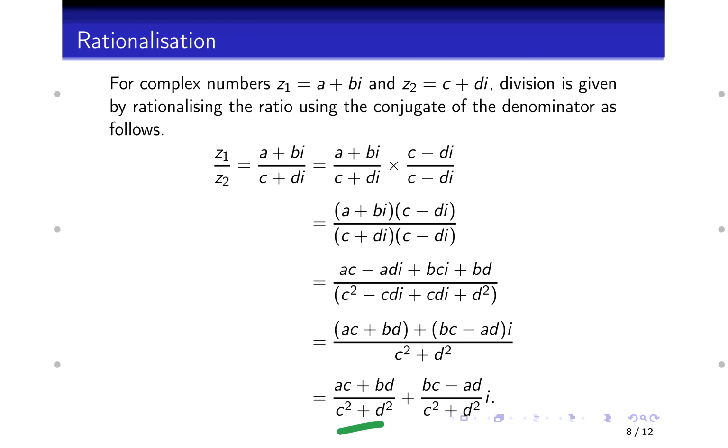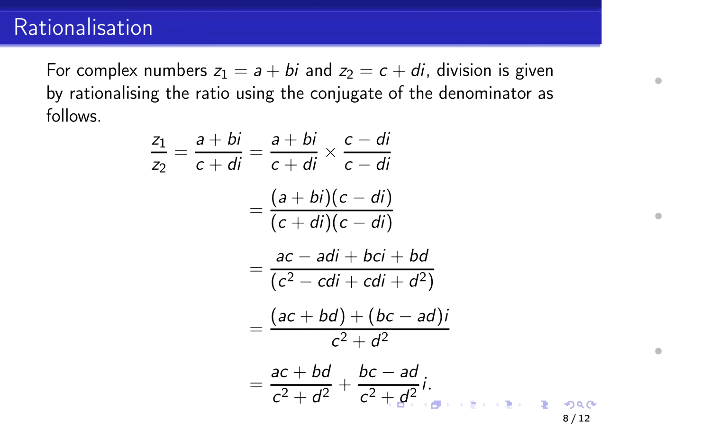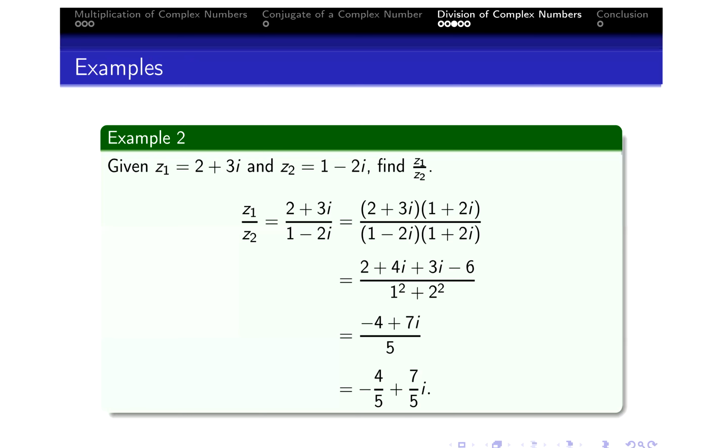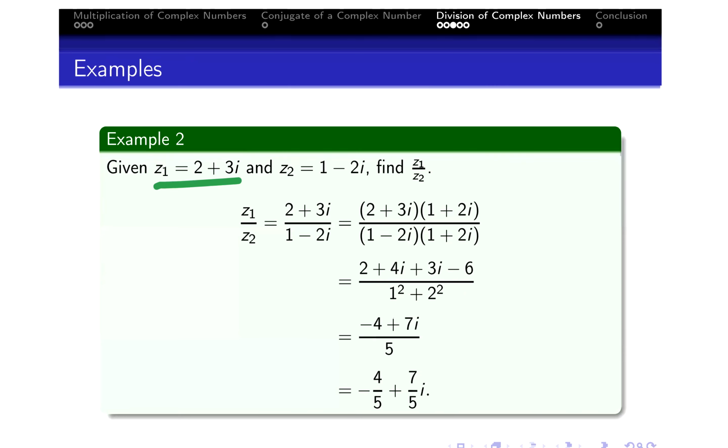You just rationalize. So let's take practical examples. Given that z1 equals 2 plus 3i and z2 is 1 minus 2i, the question is to find z1 over z2. So z1 over z2 will simply be 2 plus 3i over 1 minus 2i. To rationalize, we multiply by the conjugate, 1 plus 2i, over 1 plus 2i. That is simply multiplying by 1, so you have not done anything wrong. So you have 2 plus 3i multiplied by the conjugate, over 1 minus 2i times the conjugate.